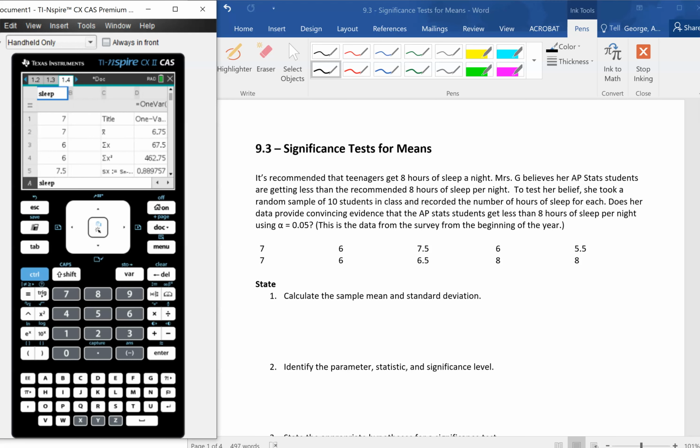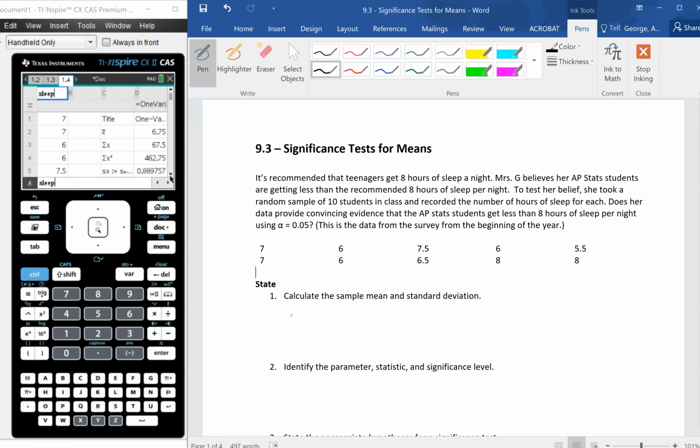So we have our x bar, which is our mean for the sample, is 6.75. And then our standard deviation for the sample, which is s sub x, is 0.890 if we round that off. All right, so if they don't give you that in the problem, do that part first. It'll just make your life easier down the road when you actually jump into the test.